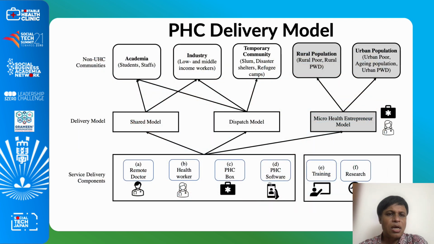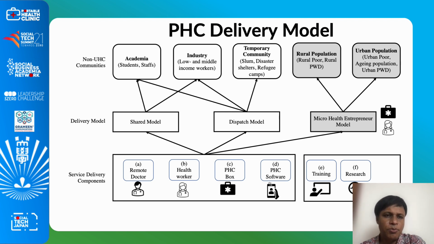So how can the delivery be done? We focused on the universal healthcare coverage of the United Nations SDGs, mentioned in SDG 3.8, how we can make healthcare delivery universal. So we targeted the most difficult people, like rural areas or the elderly population, and how we can serve them using our model. We have three types of model: a shared model, a dispatch model, and a micro healthcare entrepreneur model. The micro health entrepreneur model will serve individuals.